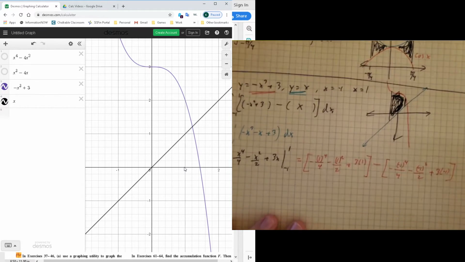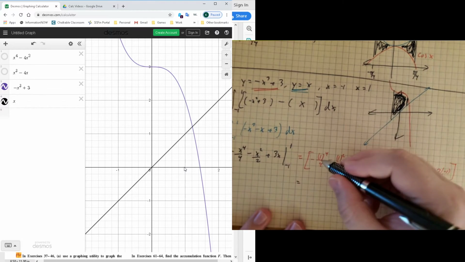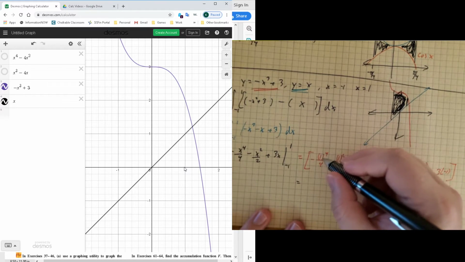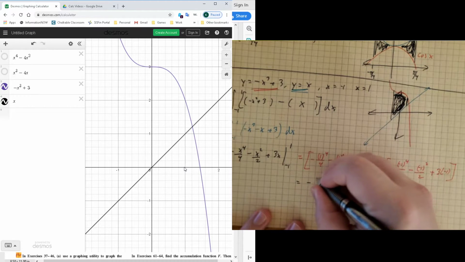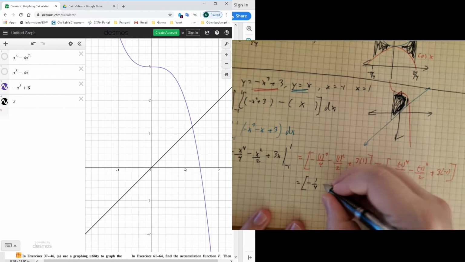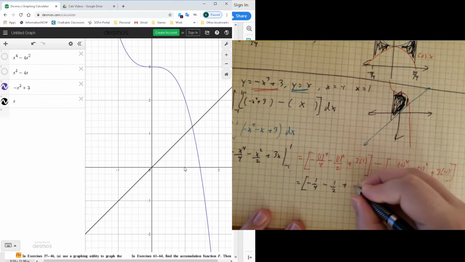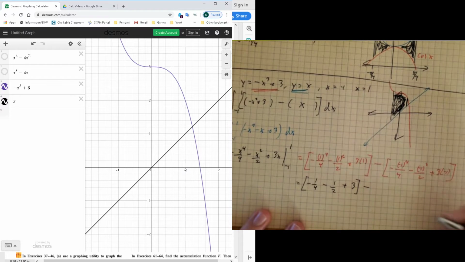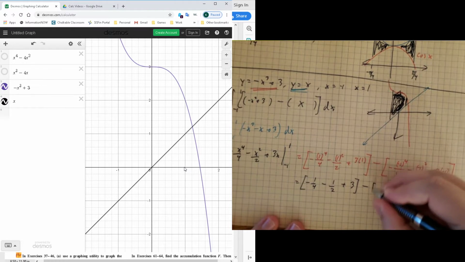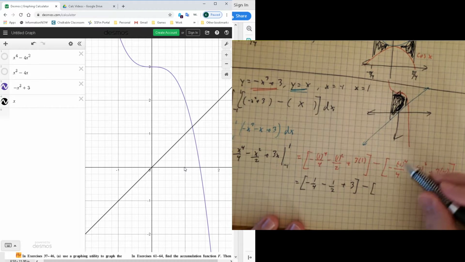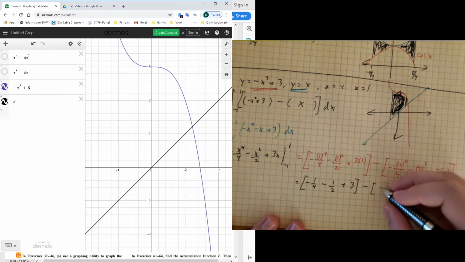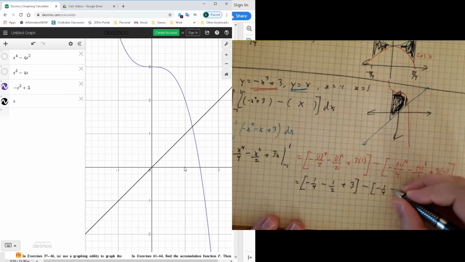There we go. And now I can start simplifying some stuff. Negative 1 to the 4th over 4. 1 to the 4th is 1. Over 4 is 4, so negative 1/4. Minus 1 squared is 1 over 2 is 1 over 2. Plus 3 times 1 is 3. Minus, okay, negative 1 to the 4th power would be positive 1 over 4 would be 4, negative 1/4. Minus, negative 1 squared would be positive 1 over 2. And then negative 1 times 3 would be negative 3.